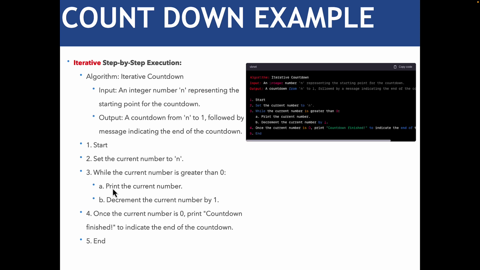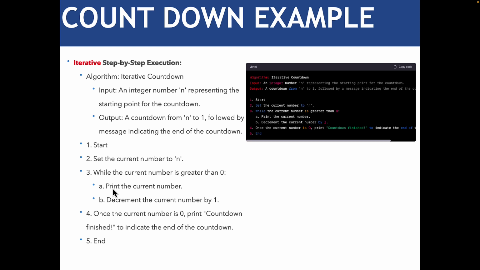This is very important. This is problem solving and algorithm design. We need to design the algorithm. We need to design the solution, and then we go into programming. Programming is the very last step in this kind of problem. And while the current number is greater than 0, print the current number. You can write system.out.println, or print in Python, or cout in C++. You can translate this into any programming language. But this is a universal solution to the problem.